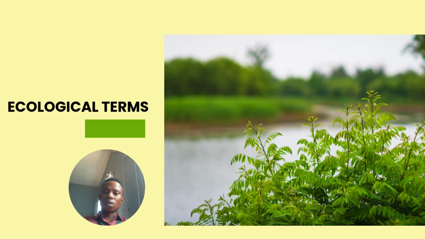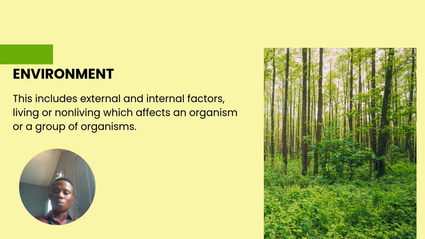Now let's look at some ecological terms. One of the ecological terms is the environment. What's an environment? An environment includes the external and the internal factors, living or non-living, which affect an organism or a group of organisms. An environment is made up of living and non-living things. We also look at the external and internal factors, and all these affect an organism in the environment.